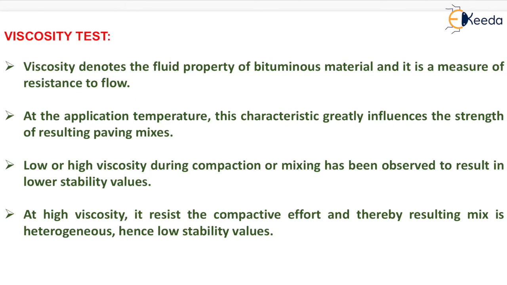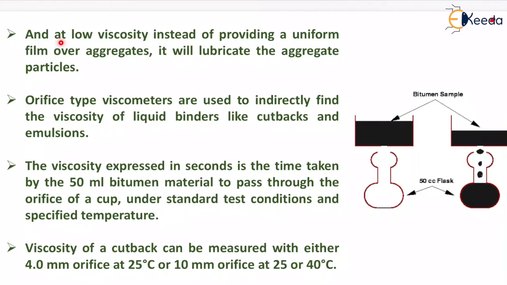Low or high viscosity during compaction or mixing has been observed to result in lower stability values. At high viscosity, it resists the compactive effort and thereby the resulting mix is heterogeneous, hence low stability values. And at low viscosity, instead of providing a uniform film over aggregate, it will lubricate the aggregate particles.